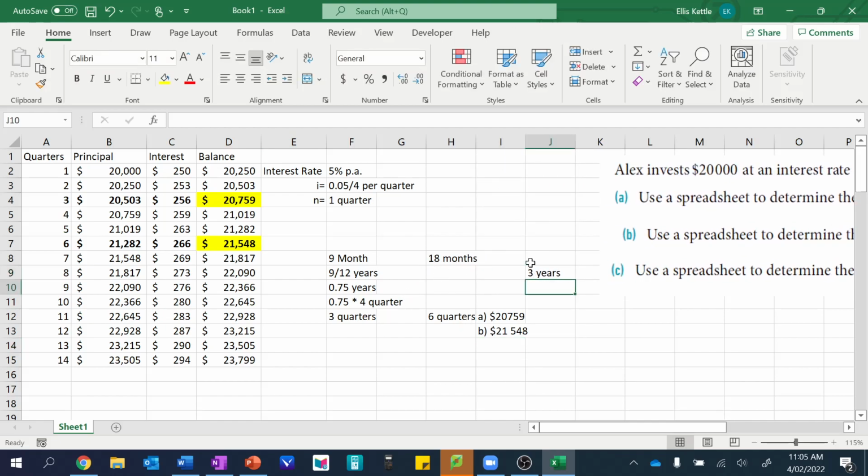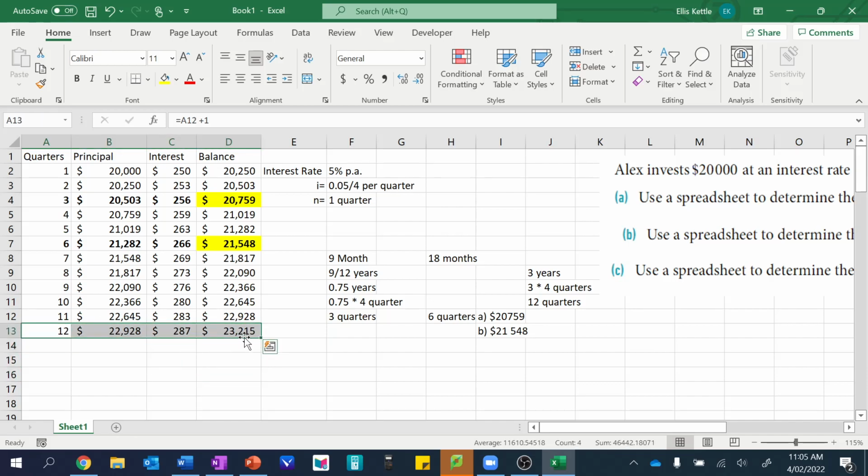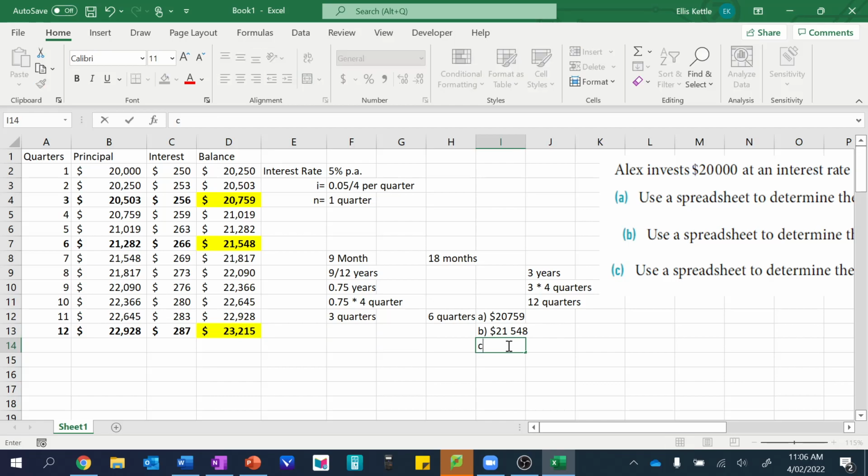And then for C, the principal after 3 years, well, years to quarters, right? 3 years times by 4, which is going to leave us with 12 quarters. So it's after 12 quarters, which is here on the table. And so in this case, I can actually get rid of some of these formulas because I only needed the first 3 years, or 12 quarters. And the answer would be this one. Alrighty, so let's type it up. And those are my 3 answers to part A, B, and C of this question over here.